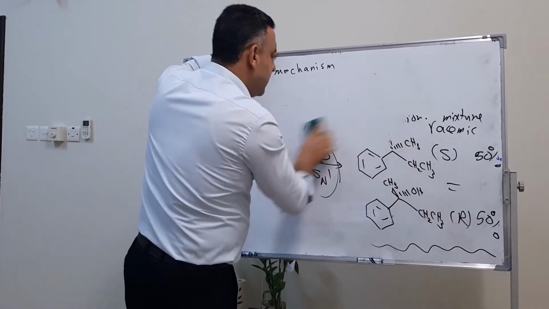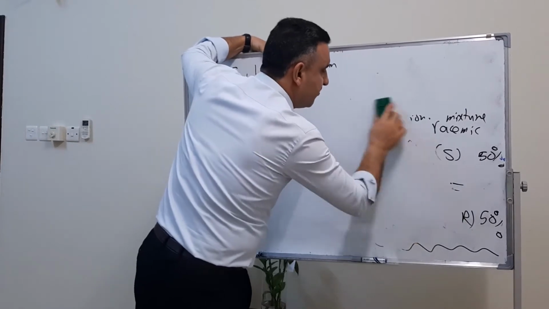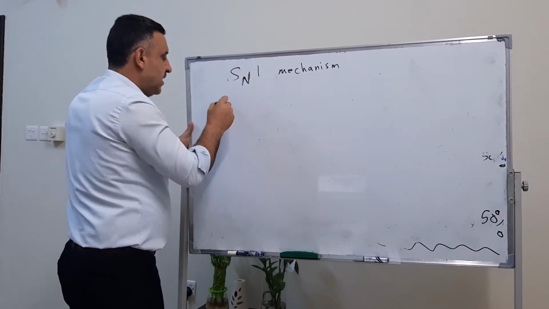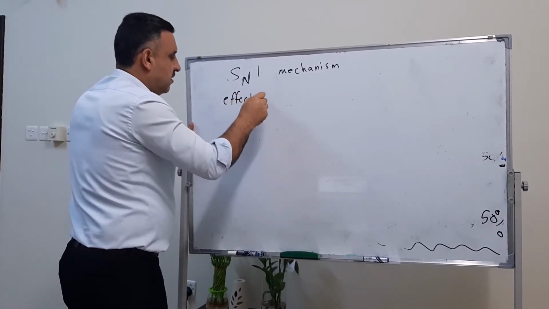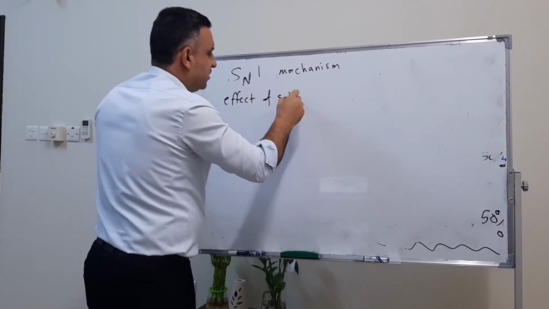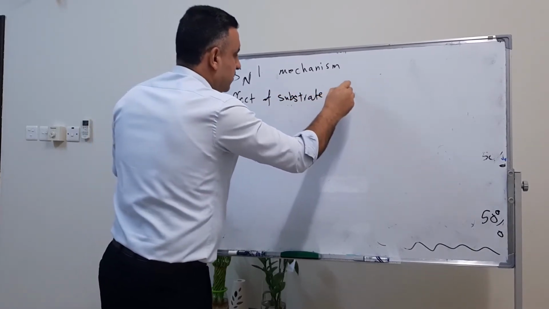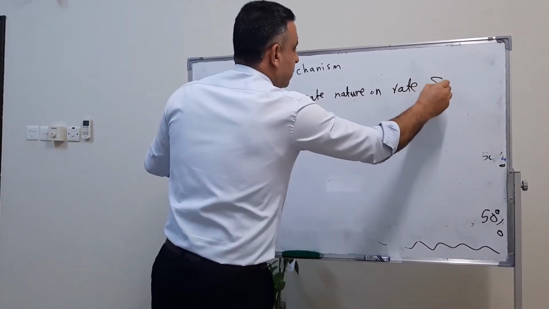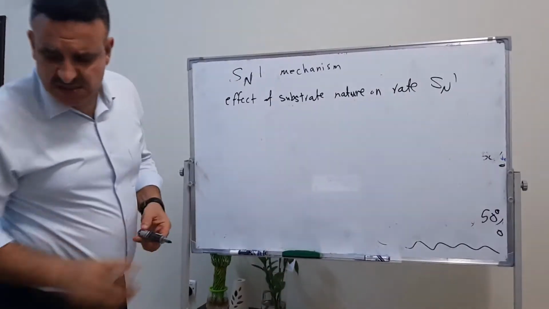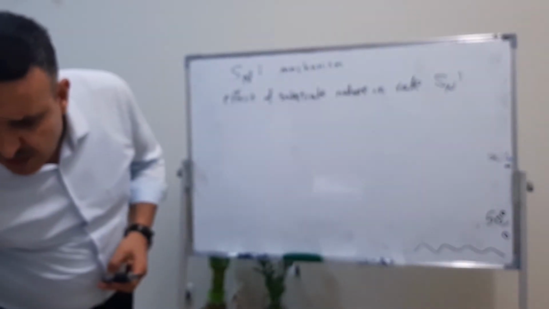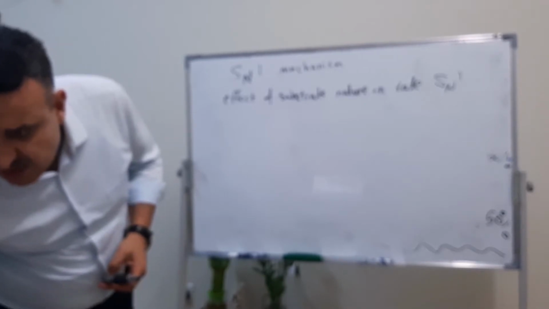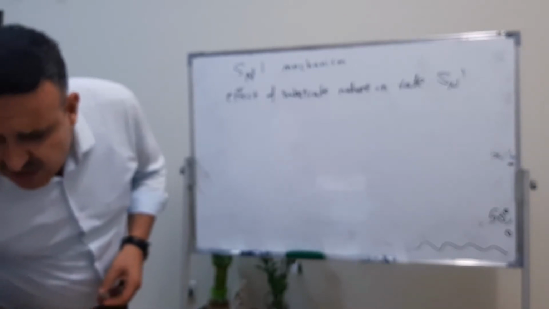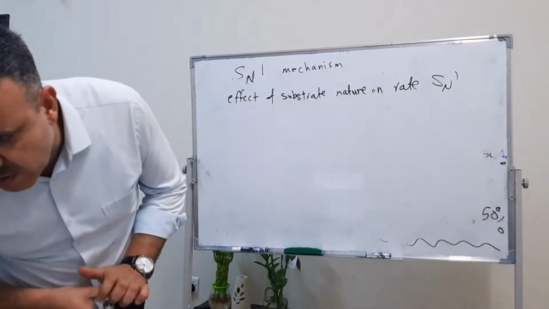So let's talk about the effect of the substrate on the rate of the reaction, the SN1 reaction mechanism. Effect of substrate nature on the rate of SN1. Generally speaking, as you can see in the next slide here, you can see the difference, the different aspects or the comparison.